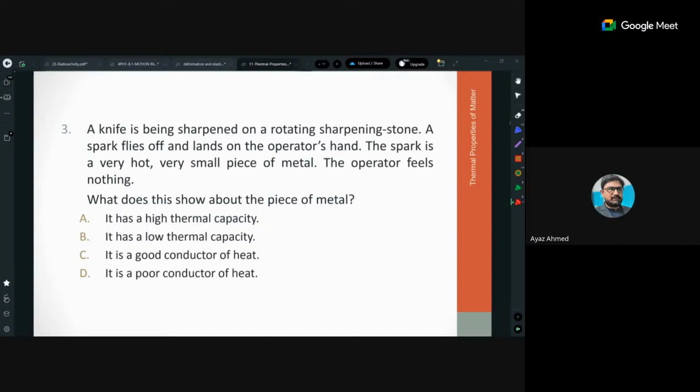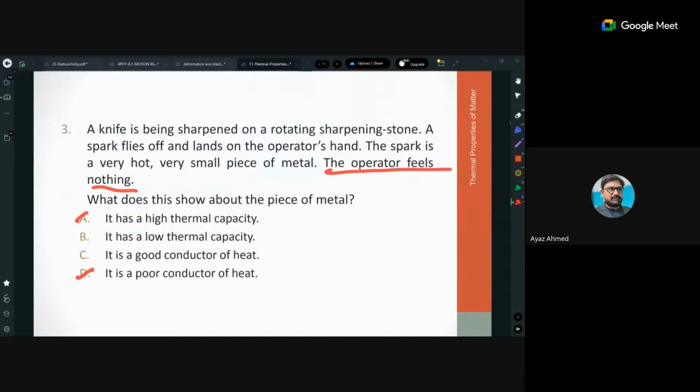Sorry, these last three, poor conductor is not right. D and A are purely incorrect. B and C are correct. Correct means these facts are correct, but the operator feeling nothing is linked with one of them. Why does the operator feel nothing? Who will tell me?